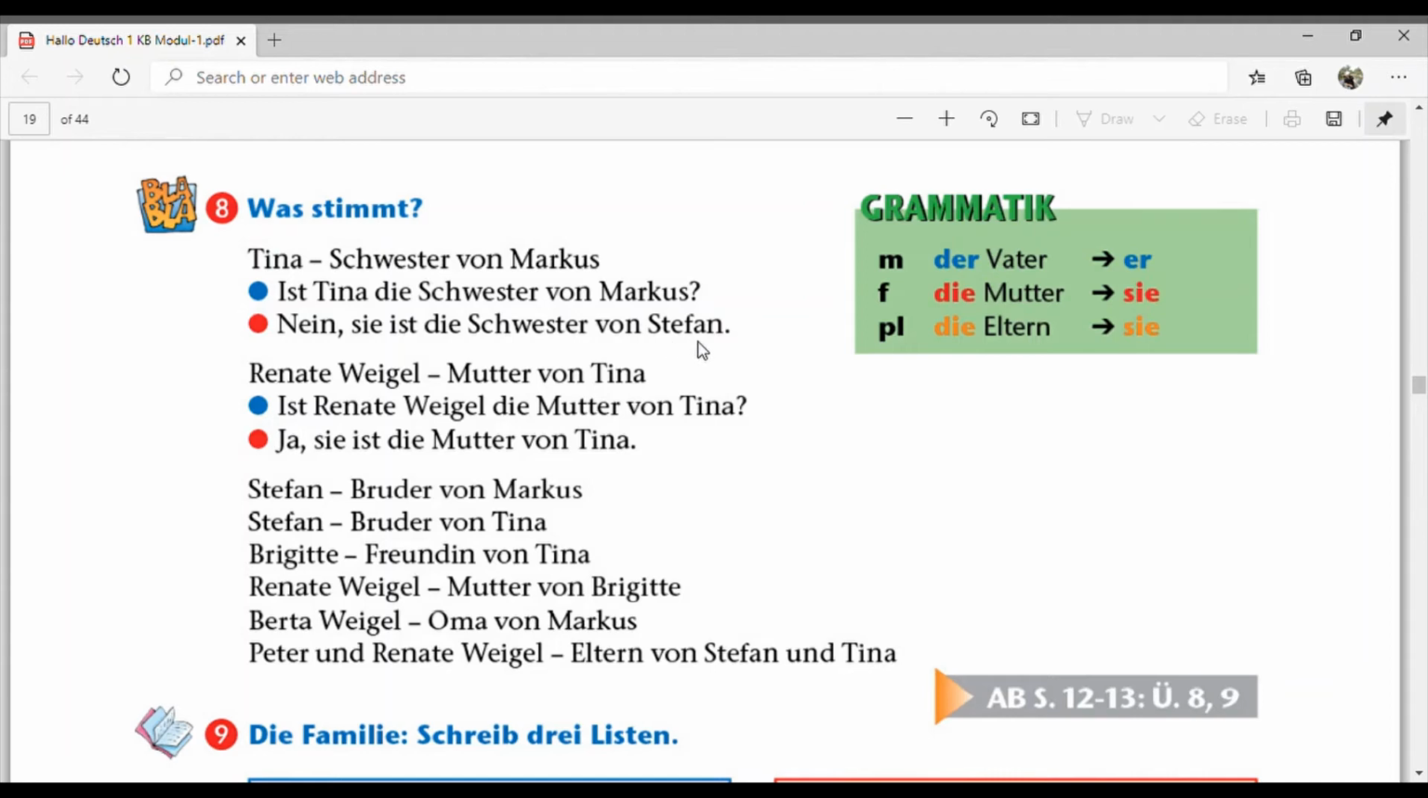Yeah. So Stefan. Then again Renate Weigel, Mutter von Tina. Then yes. So ist, question ist Renate Weigel die Mutter von Tina? Then ja, sie ist die Mutter von Tina. Okay. In the same way, Stefan, Bruder von Markus.